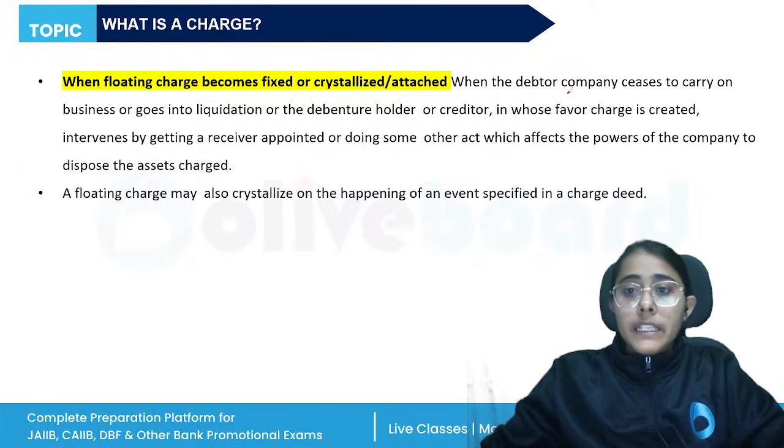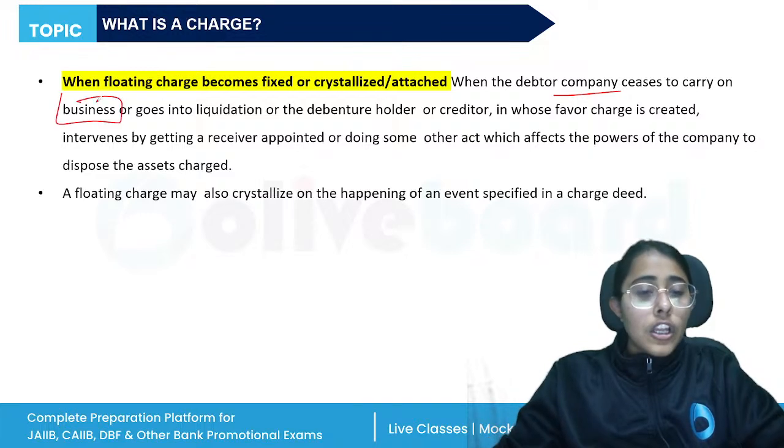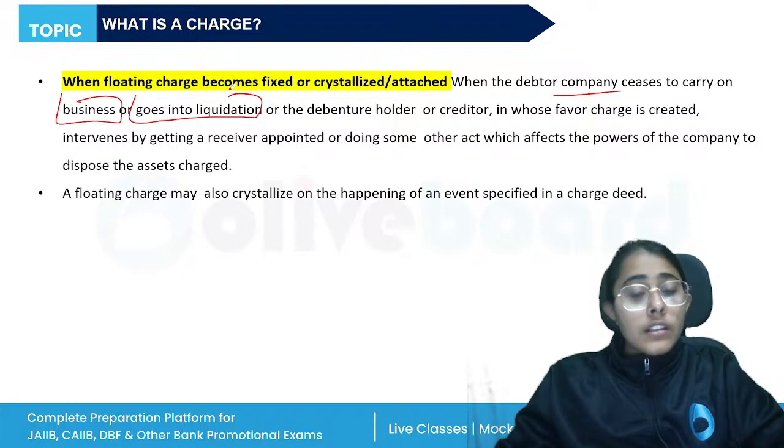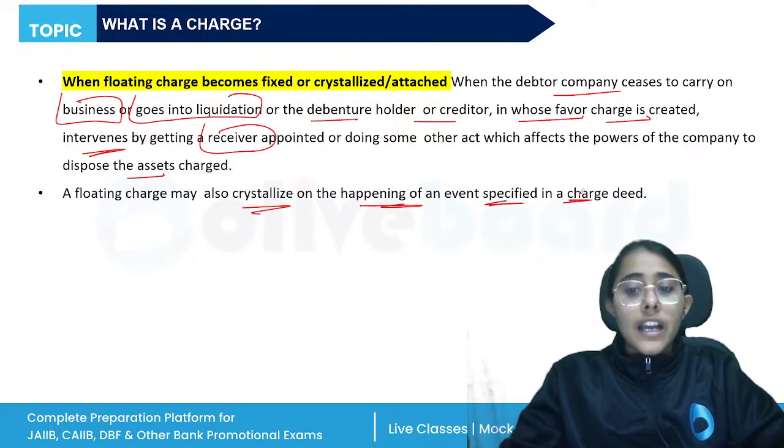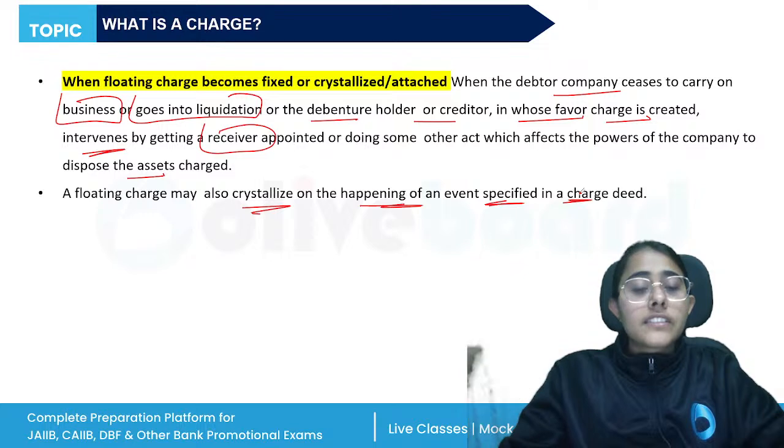When a debtor company ceases to carry on the business or goes into liquidation, the company is winding up, or the debenture holder or the creditor in whose favor the charge is created intervenes by getting a receiver, then the floating charge will now turn into a fixed charge. And the floating charge may also crystallize on the happening of an event specified. Let's say in the starting of the charge deed it was mentioned that after a year this floating charge will be converted into a fixed charge, it will be crystallized, then also it will change.